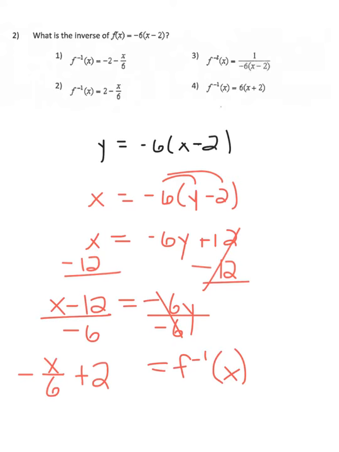Now, if you look at the answer choices, f inverse of x, again, they put first. And then what they did was they put the +2 first and the negative x over 6 second, which, the commutative property says you could just change the order of these, so that's what they did. So choice 2 would be our answer.